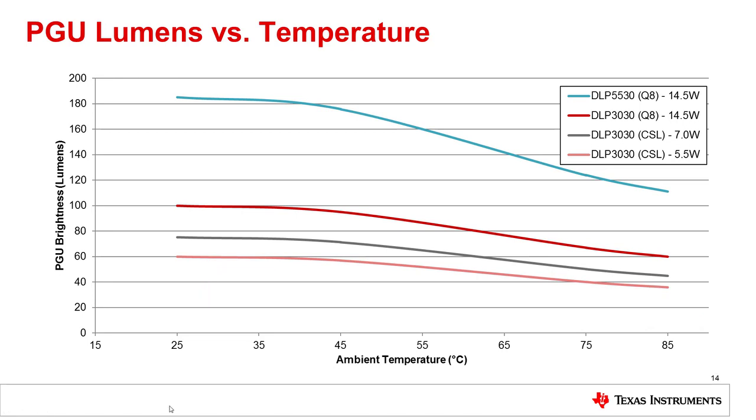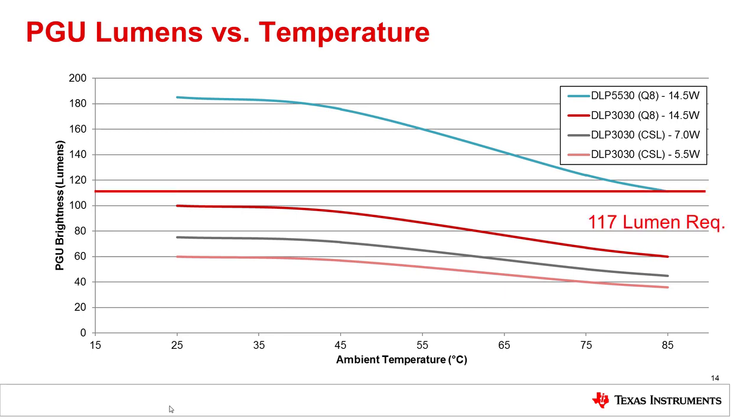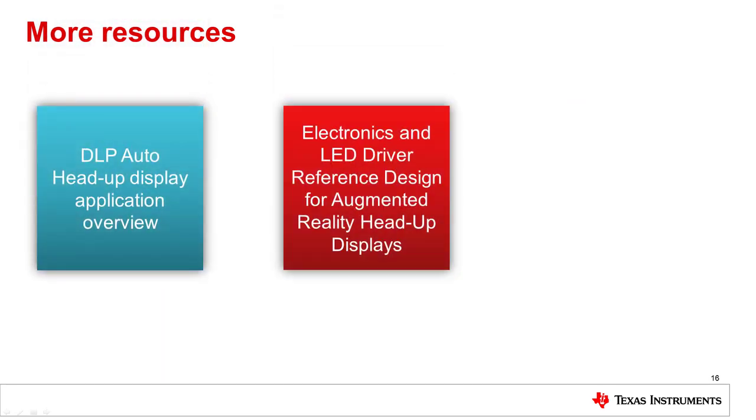The example parameters for a larger eye box and FOV required 117 lumens out of the projector. The DLP3030-Q1 chipset cannot achieve this lumen output across all temperatures, so the DLP5530-Q1 chipset should be used. This is estimated to achieve the lumen target across the entire operating temperature range. Please see the other resources on ti.com/DLPauto for more information.